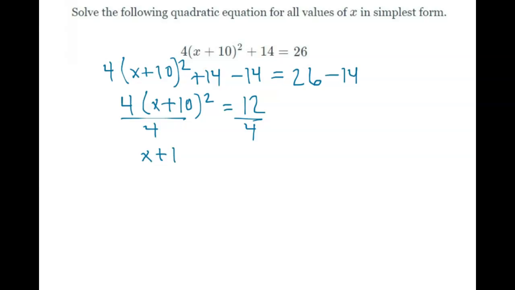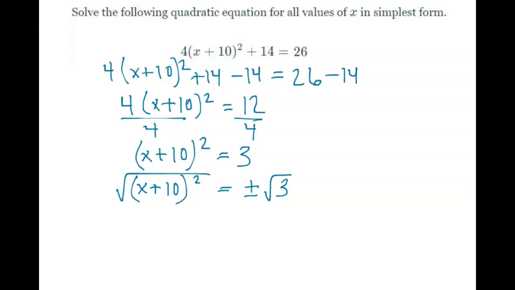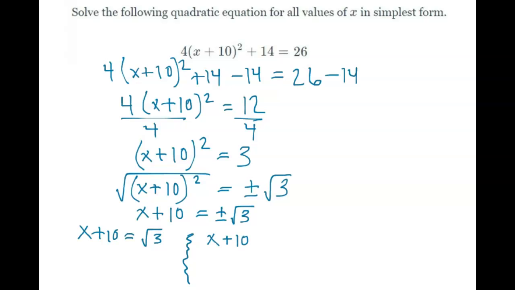And we'll have this binomial squared, and then we can take the square root so that we can get x plus 10 by itself. And so we'll have plus or minus the square root of 3, and again that's irrational, so we'll leave that. We don't really need to simplify that too much. And then we can go ahead and split up our two solutions here. Both x plus 10 is equal to the square root of 3, and x plus 10 is equal to the negative square root of 3.